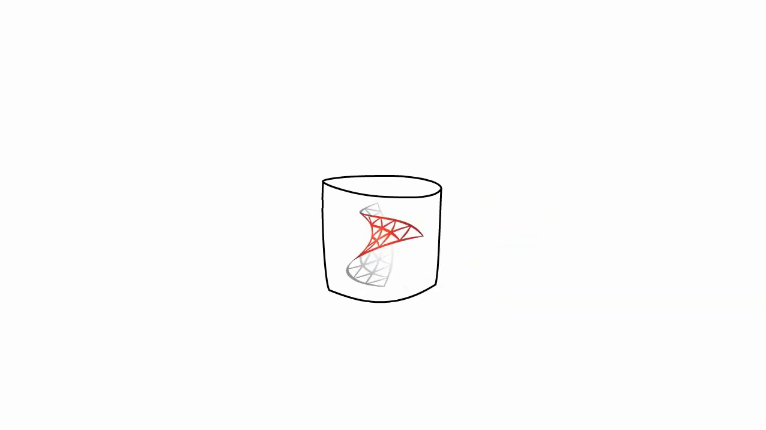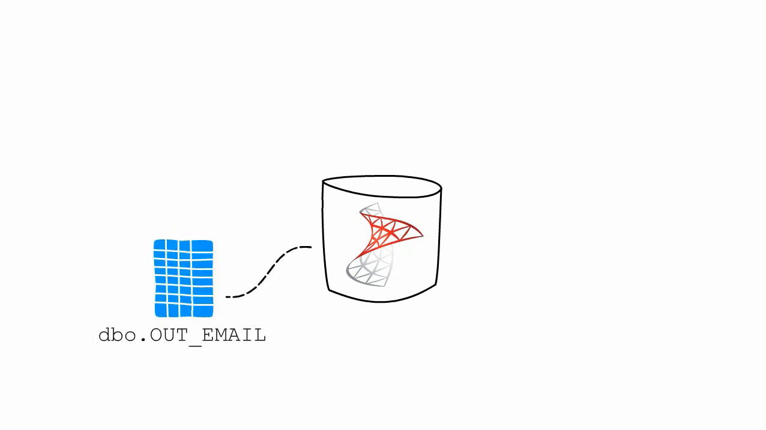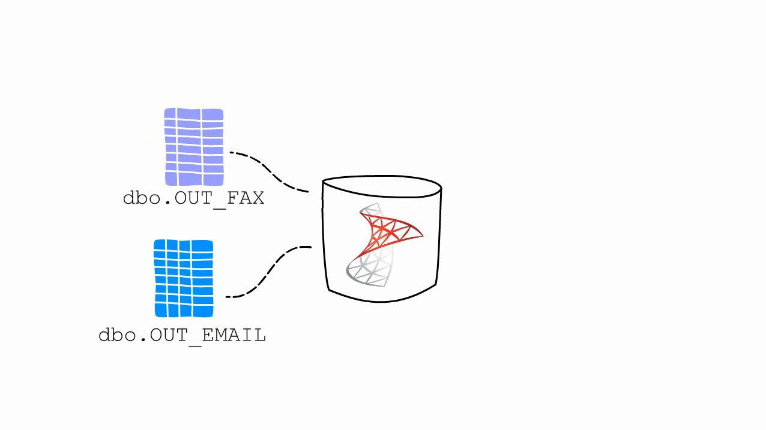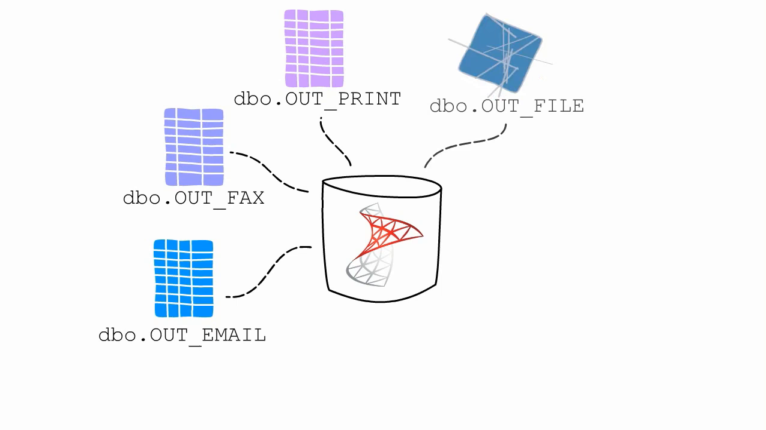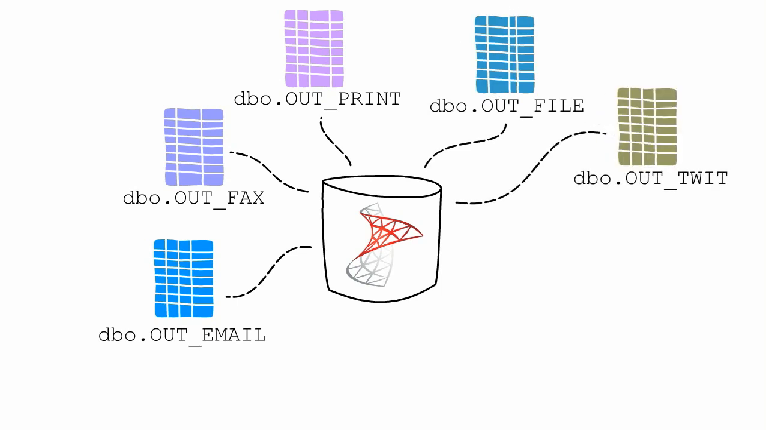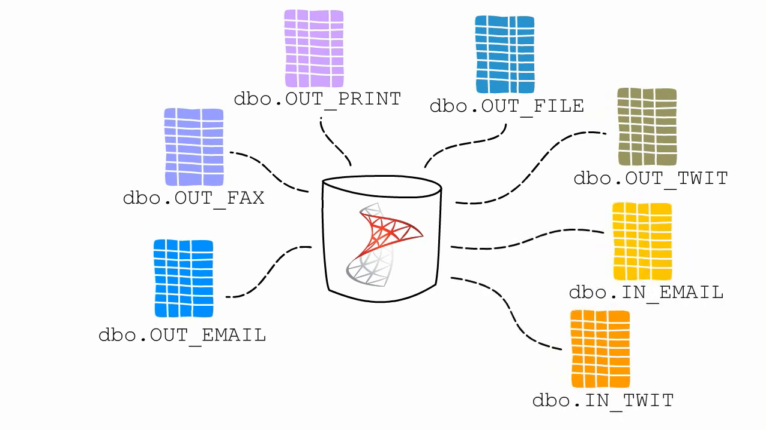Let's have a look at how Boomerang's database interface works. Each notification service is represented by a table in the Boomerang database. Subsequently, there is a table for outgoing email called OutEmail, outgoing fax messages, OutFax, document printing, OutPrint, file and FTP output, OutFile, and Twitter status updates, OutTwit. There are also tables for incoming messages like InEmail and InTwit.